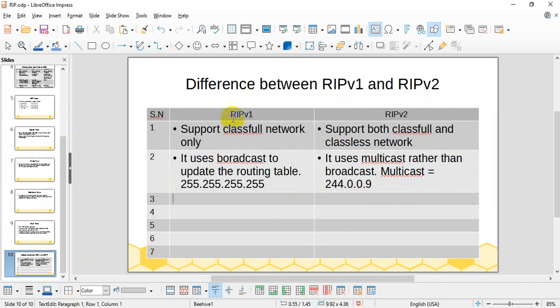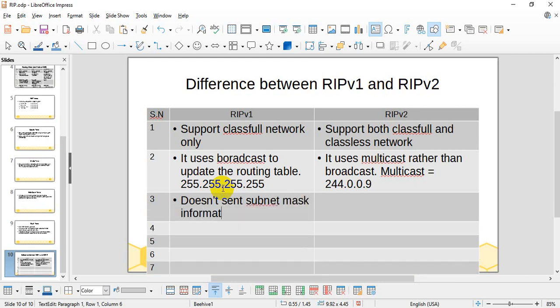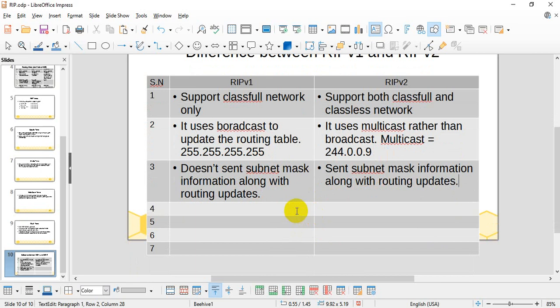And the next difference of routing protocol version 1 is that it doesn't send subnet mask information along with routing updates. Okay, in RIP routing protocol version 1, it doesn't send subnet mask information along with routing updates, but in RIP version 2 it sends the subnet mask information along with routing updates.